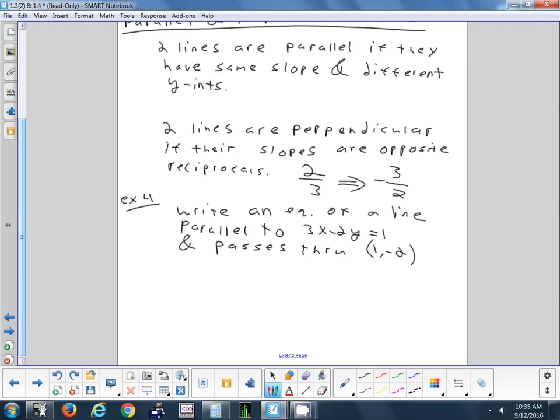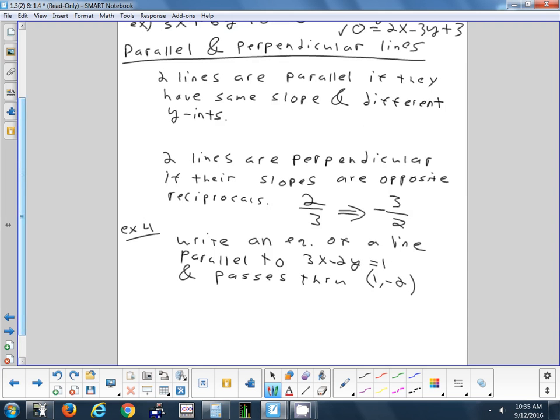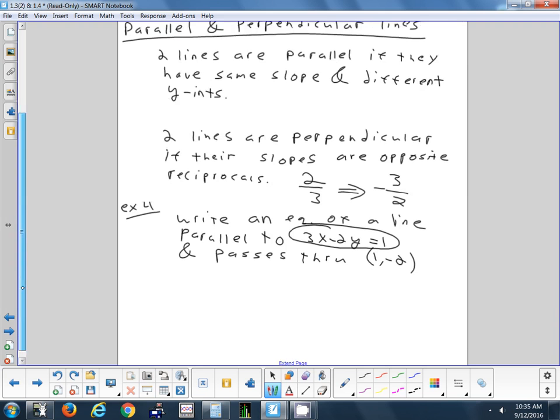So if we take a look at example 4, it says, write an equation of a line that's parallel to 3x minus 2y equals 1. Well, what might be the first thing I want to do if I want to find a line that's parallel to that one? What do you think I want to know about this line that I can't see the way it's written? Yeah, I really want to know the slope.